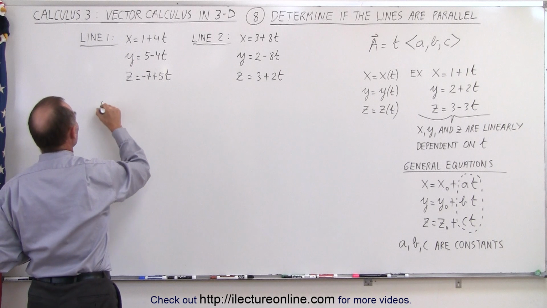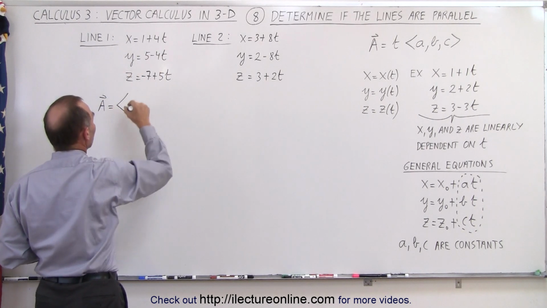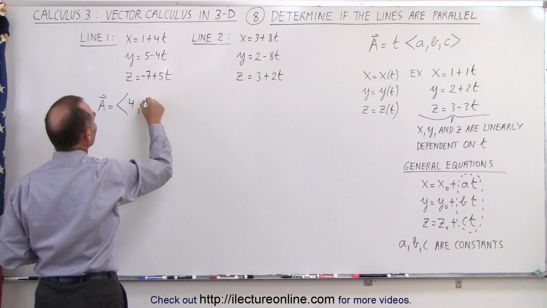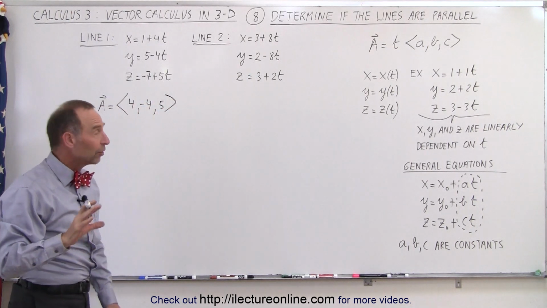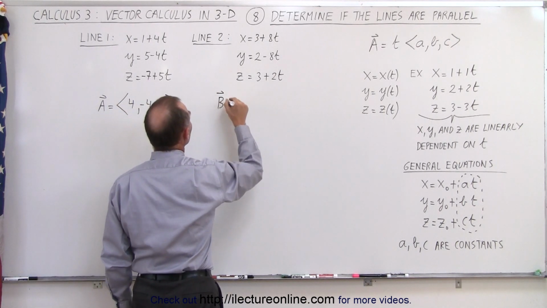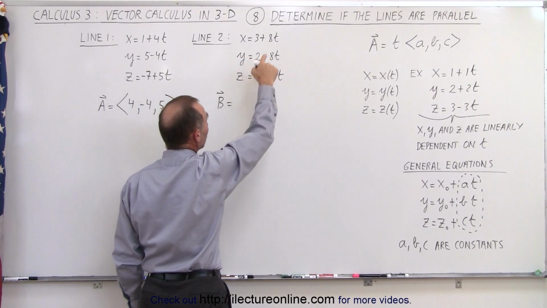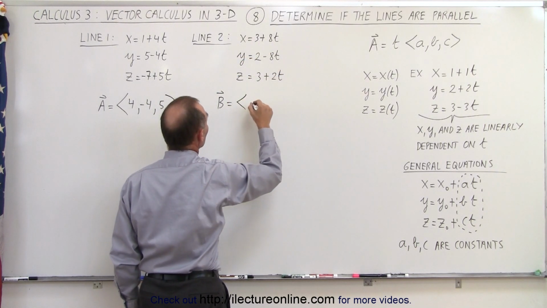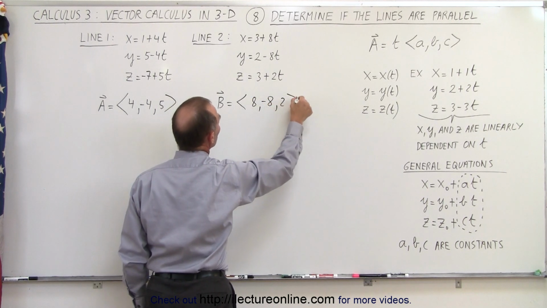So in other words, let's create a vector A, and it's defined as these numbers right here, 4, -4, and 5. We're going to do the same for the second line. We'll define a vector B, and this is defined again in terms of how fast the variables x, y, and z change as t changes. So this can be written as 8, -8, and 2.